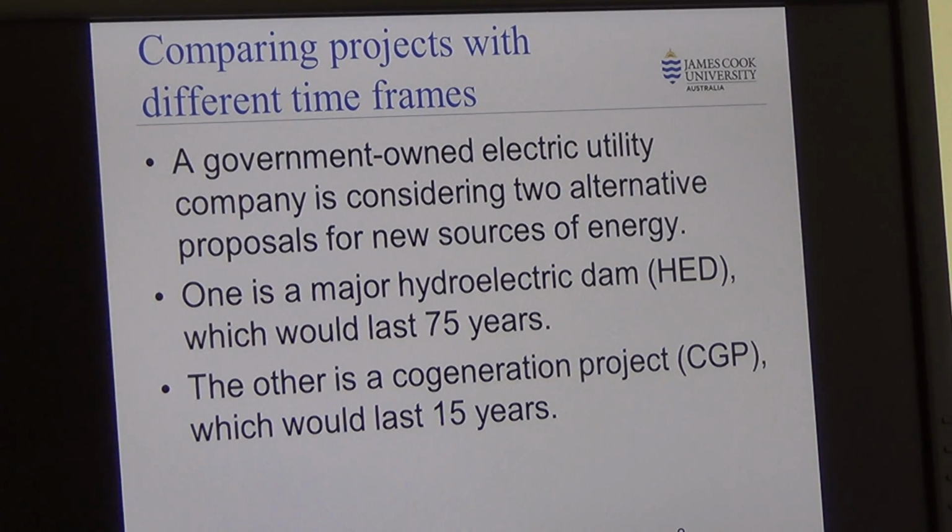Okay, let's look at examples. Suppose a government-owned electric utility company is considering two alternative proposals for new sources of energy. First proposal is a major hydroelectric dam, which is going to last 75 years. The second one is a cogeneration project, which will last 15 years. And now we want to decide which one is better, dam project or cogeneration project. The tricky point here is that these two projects have completely different time frames. One is 75 years, the other is 15 years.